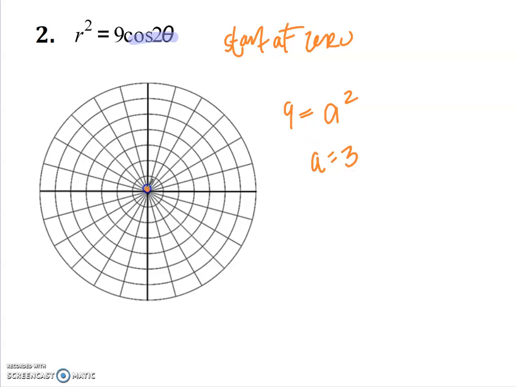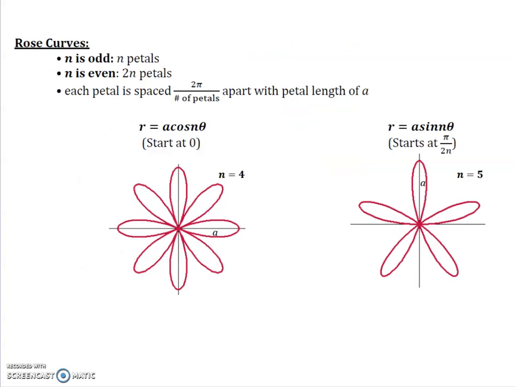So I'm going to start at your center. I'm going to go out 3 tick marks. I'm going to go back 3 tick marks. Lemniscate, figure 8, and then you're done. You know that those are the same because it's r squared.